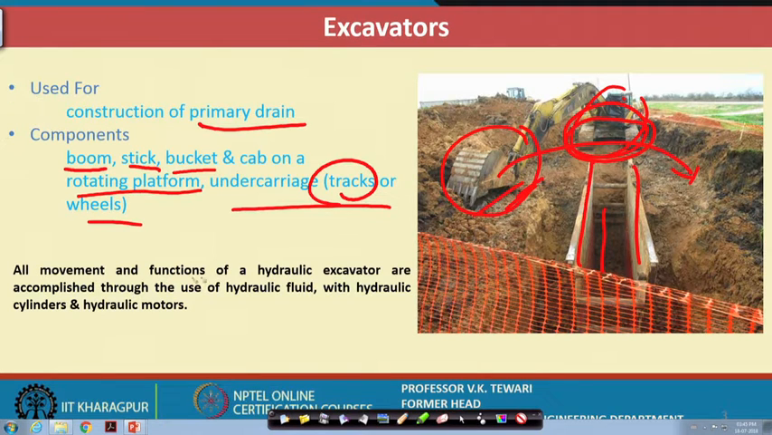So, it has a platform. All movements and functions of a hydraulic excavator are accomplished through the use of hydraulic fluid with hydraulic cylinders and hydraulic motors. Yes, this is needless to write here, but until you have the hydraulic system, you can see these pipelines and all that, all these have to be used, and hydraulic power has to be used. It is the only power which can be used for all sorts of earth moving machinery. So, this is another equipment which is largely used for these operations.